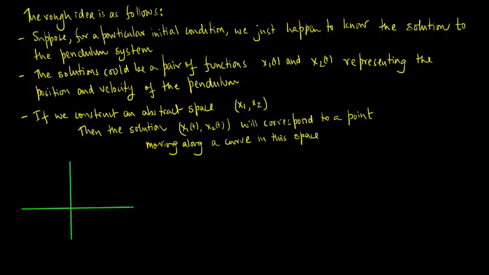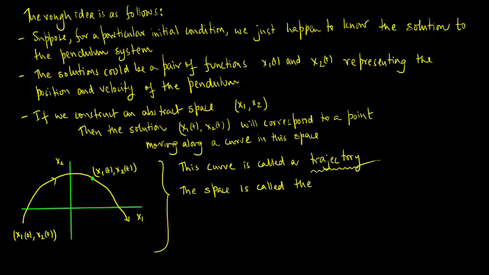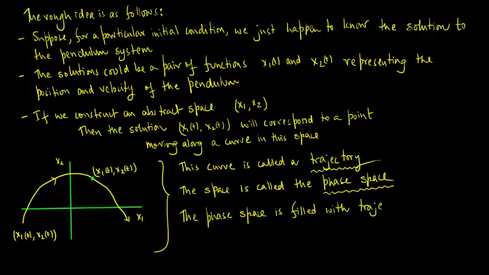Now let's just go ahead and plot this. So we have an initial condition x1(0), x2(0). We go ahead and plot a curve. Now this curve is called a trajectory. The space is called the phase space. Now the phase space is actually filled with trajectories, as each point can actually serve as an initial condition.